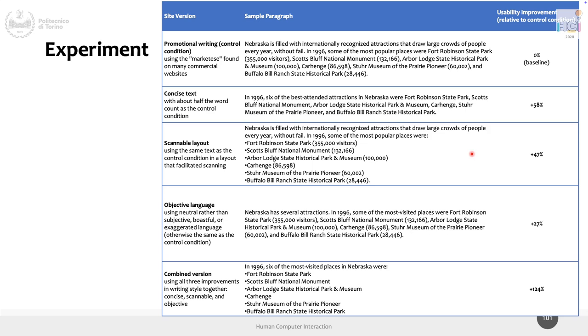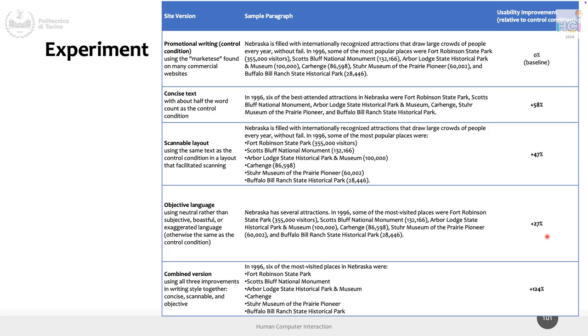And this was also not done with a tracker, but with an experiment. So basically, in this experiment, they use a baseline text, the first one, about Nebraska, a description of Nebraska, as a baseline. And then they applied four different variations of the text. More concise. And with a more concise text, they get an increment of 58% in usability with respect to the longer version. Then they start from the longer version, and they create a scannable layout with bullet points. And they get an improvement of 47%. So less text is slightly better in this experiment than a scannable layout.